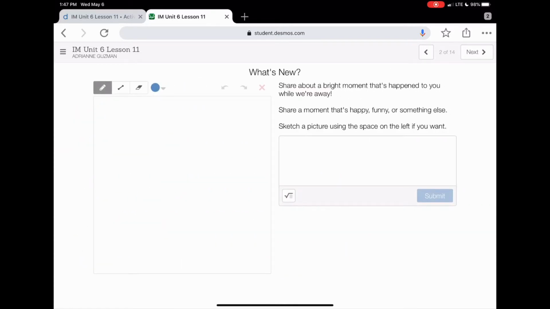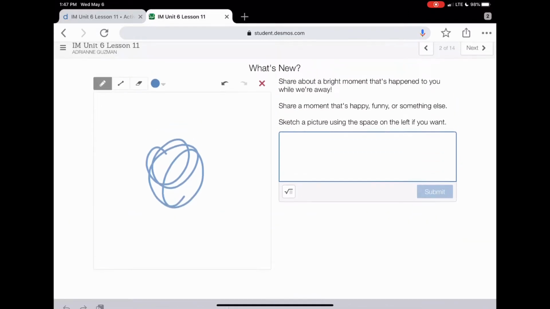So first, I want you to just check in with me. Tell me anything that's new. It says share a bright moment that's happened to you while we've been away. Share a moment that's happy, funny, or something else. Sketch a picture using the space on the left if you'd like. So here's a sketch pad. You can change colors. You can draw in here. And just tell me a little bit about what the question is asking.